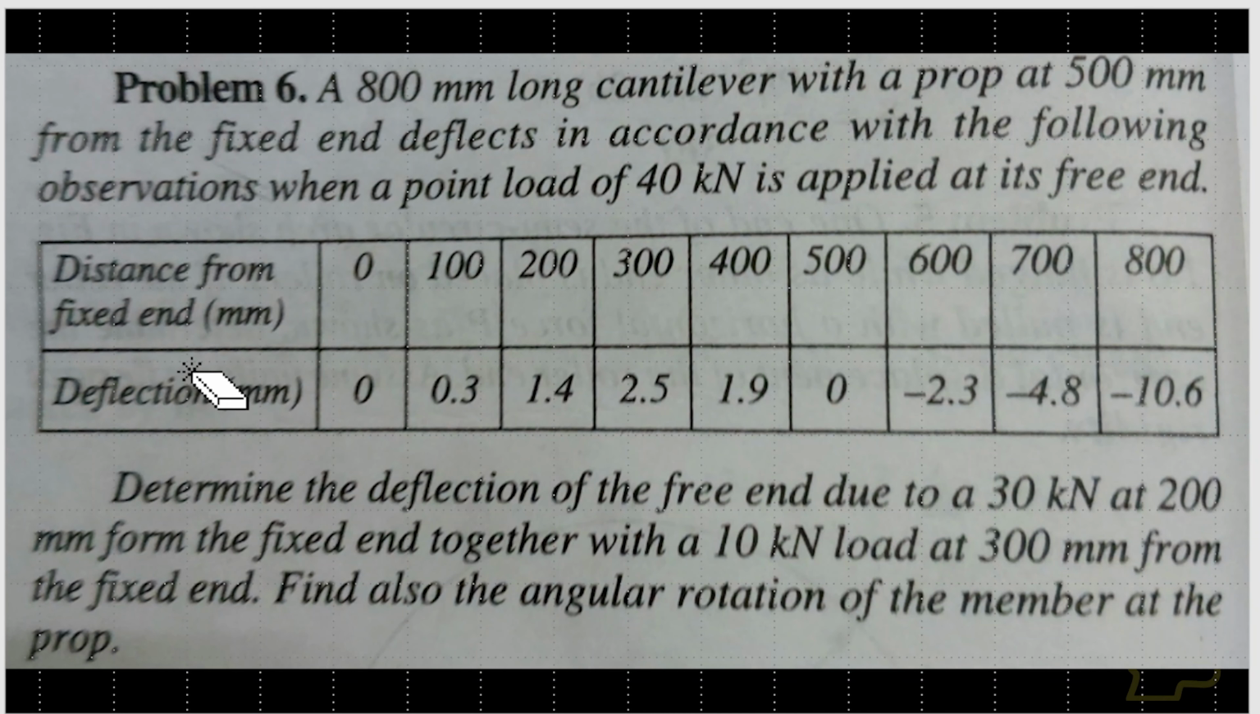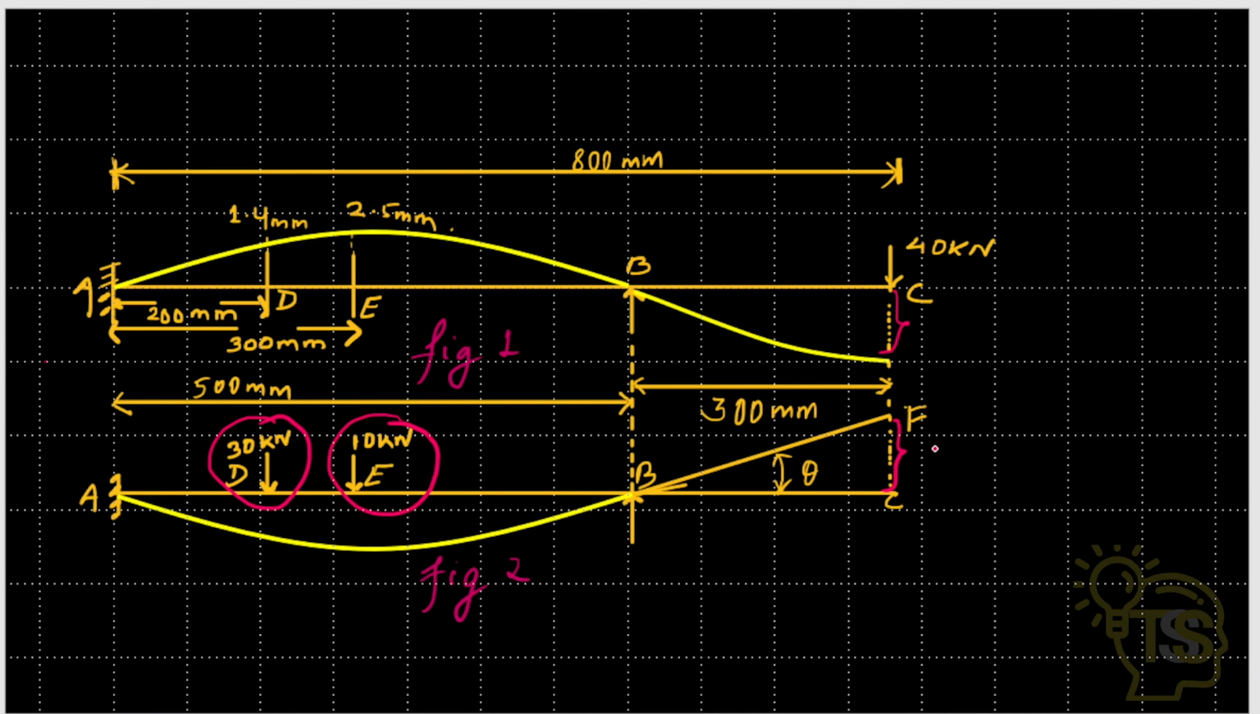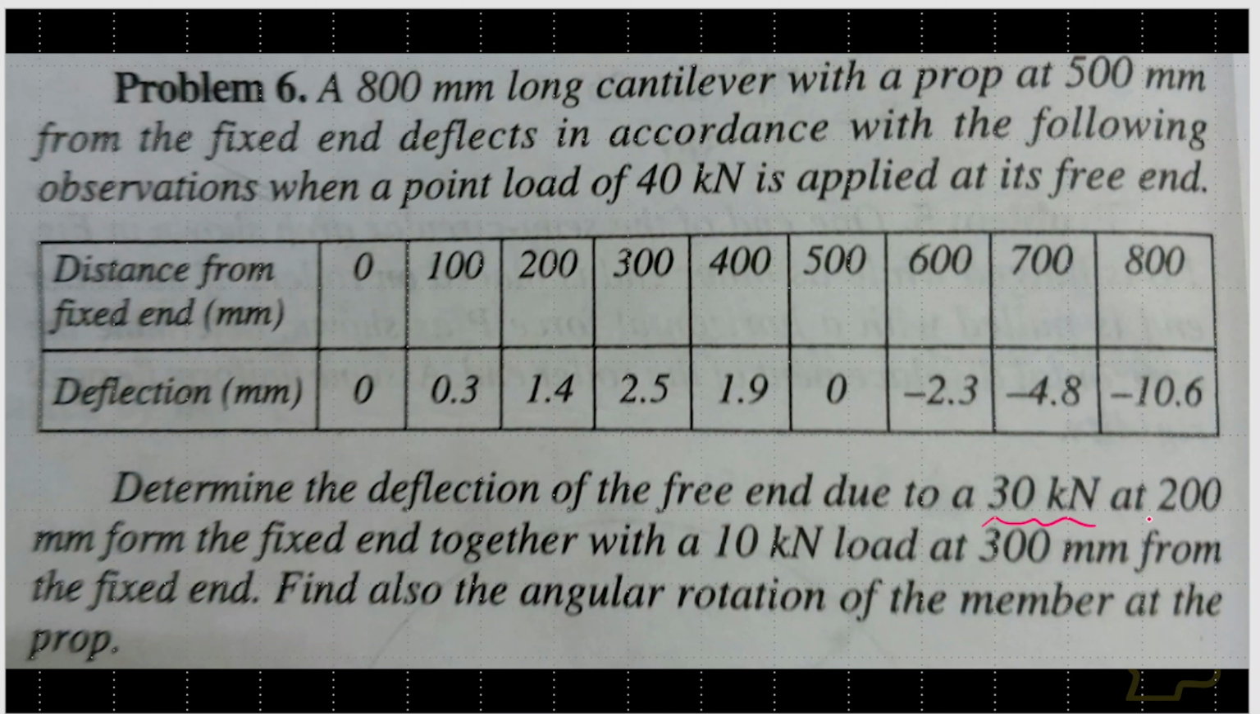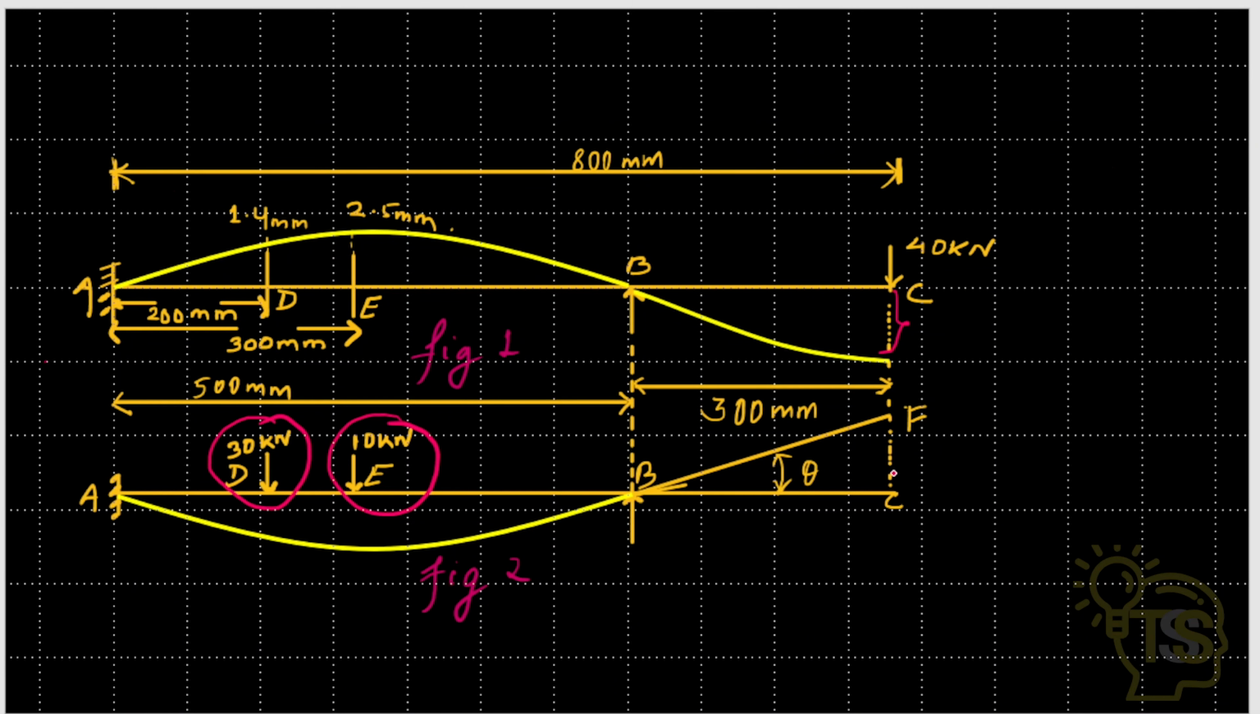So the question asked is: determine the deflection at the free end due to a 30 kN load at 200 mm from the fixed end together with a 10 kN load at 300 mm from the fixed end. Find also the angular rotation of the member at the prop. Let's go through the problem.